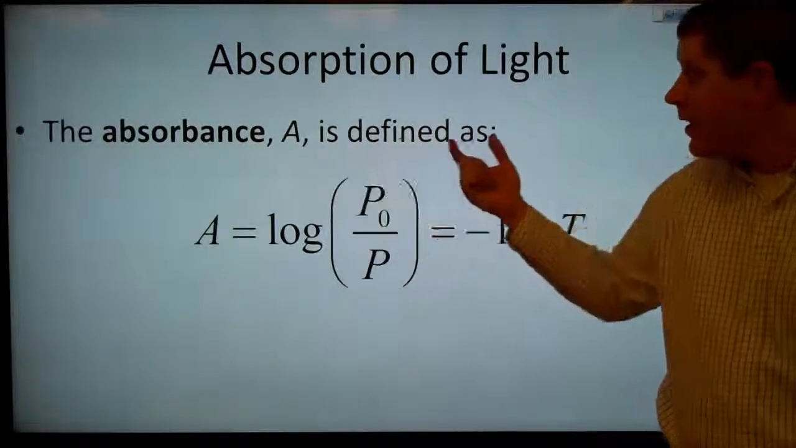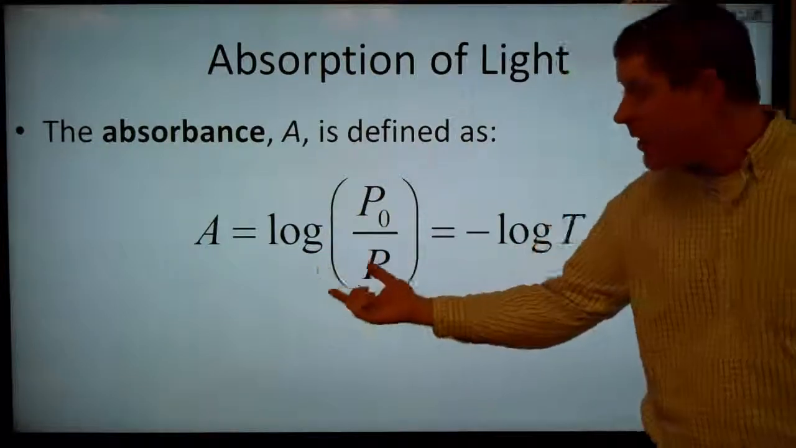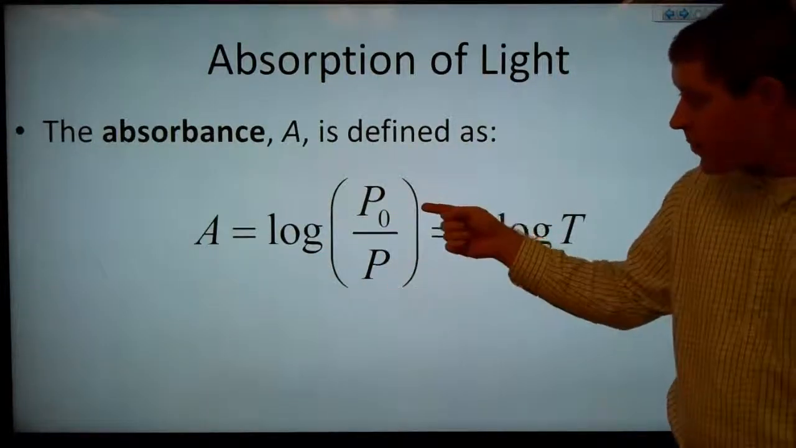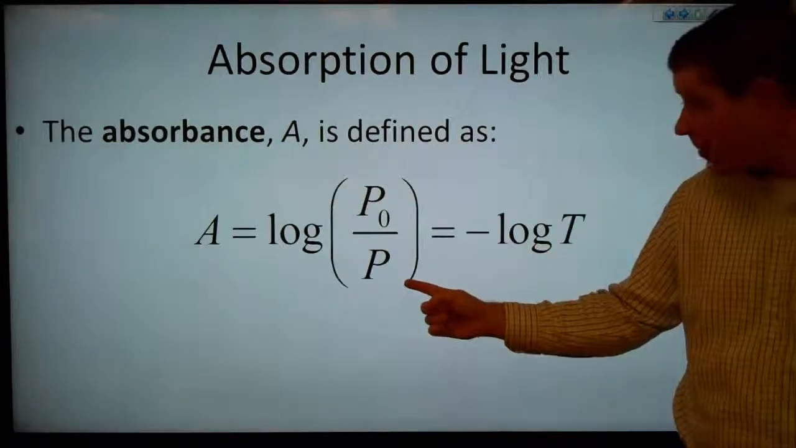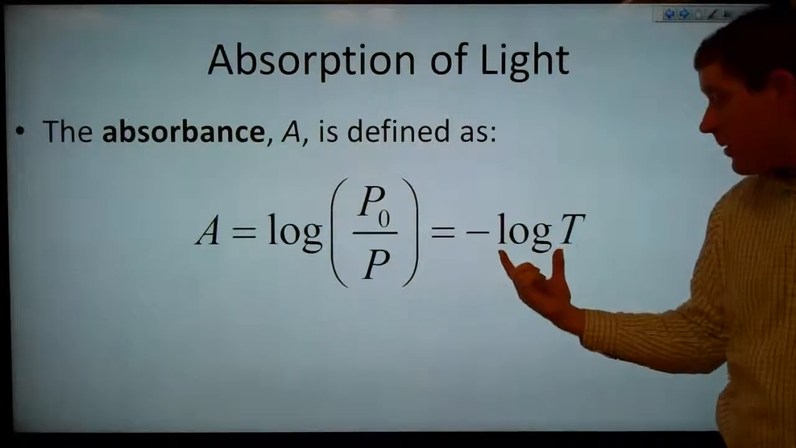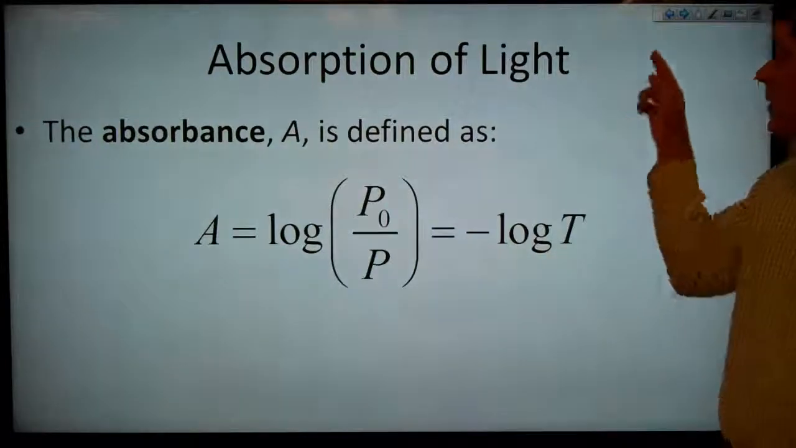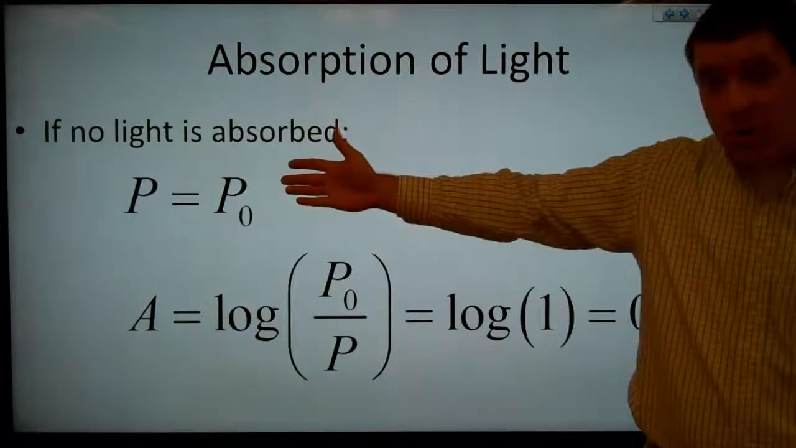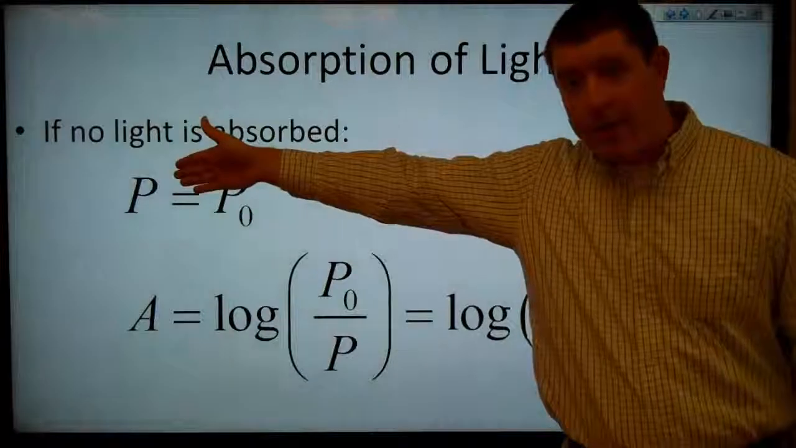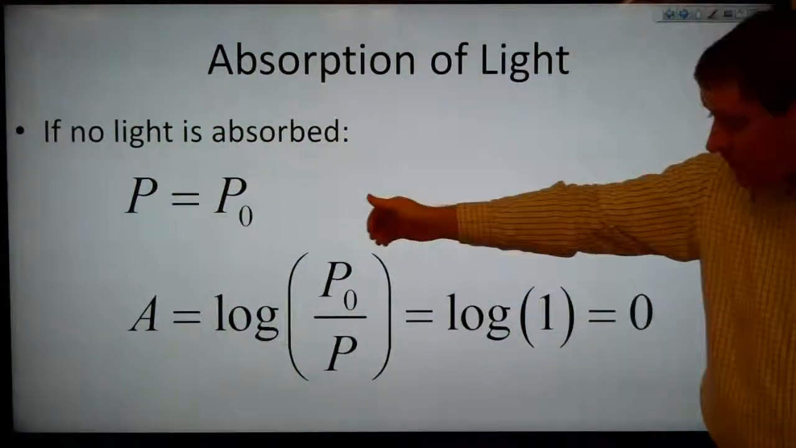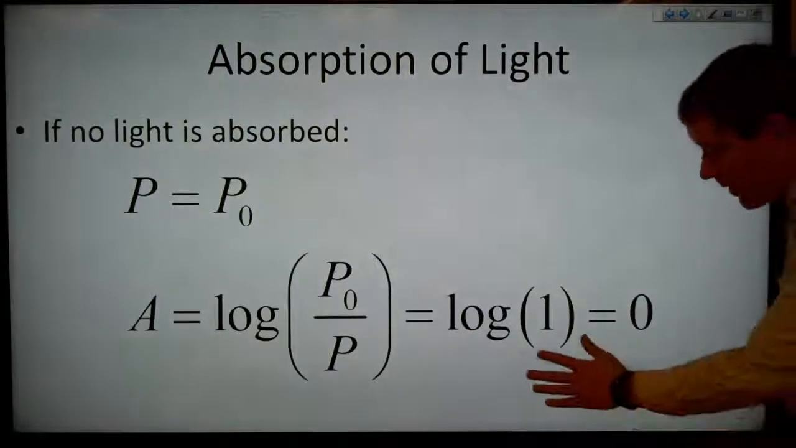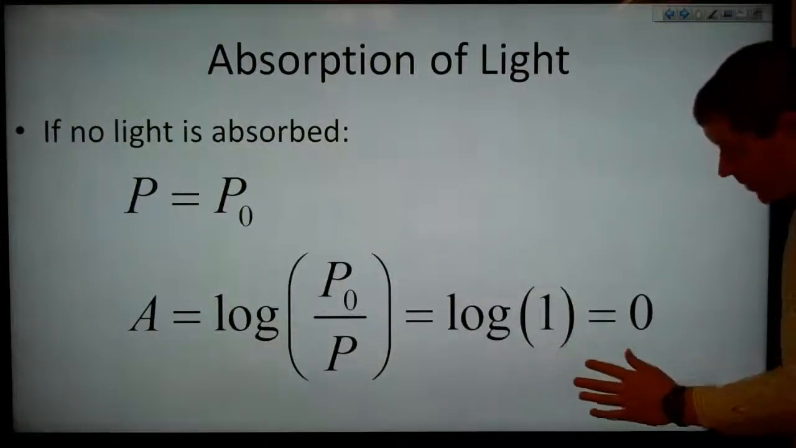The absorbance, A, is defined as A equals log of the ratio between the light coming into the sample and the light going out, which is minus log of the transmittance. So if no light is absorbed, then the irradiance of light coming out of the sample is equal to the irradiance of light going into the sample, and then the absorbance is equal to a log of 1, which is 0.